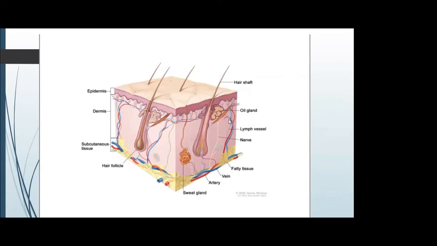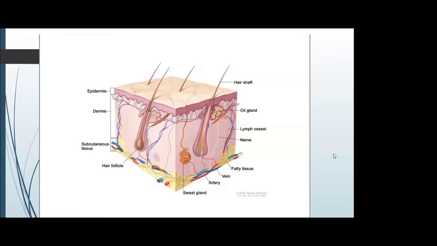It acts as a physical barrier against germs and also prevents water loss. It also contains so many cells like the keratinocytes, which essentially produce protein, which serves the main function of protection, as well as melanocytes, which are the pigment cells and are responsible for the color of our skin.